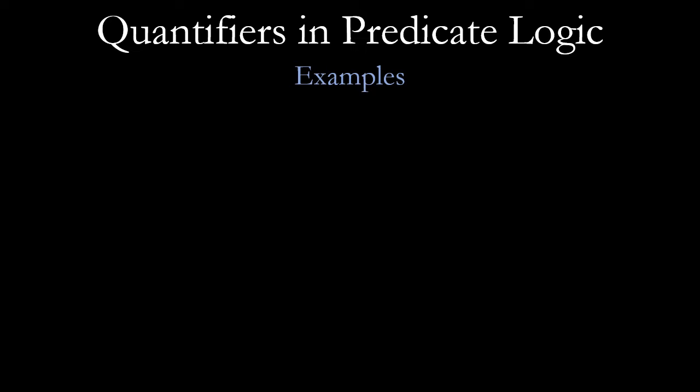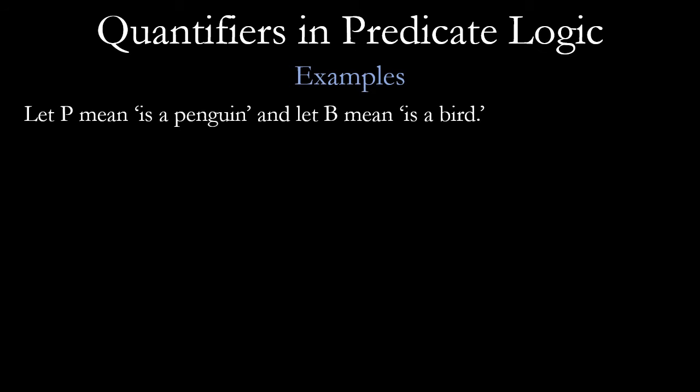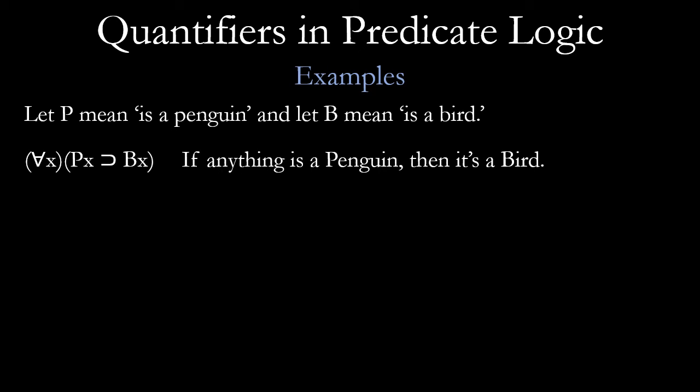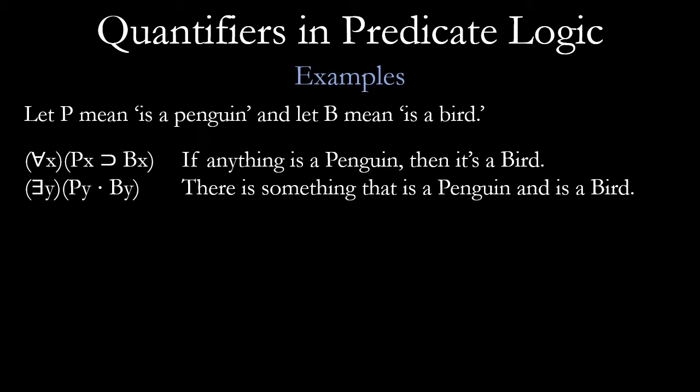So as an example in predicate logic, we could have a predicate P, meaning is a penguin, or the predicate B, meaning is a bird. So we have for all x, Px implies Bx. We're saying if anything is a penguin, then it's a bird. Or similarly, if we have there exists a y such that Py and By, we're saying there is something that is a penguin and is a bird.